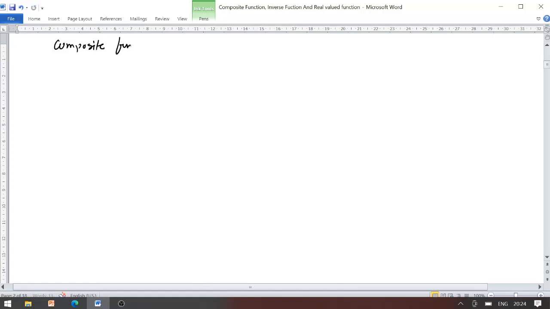Composite function. So what does it imply exactly? For that, let us consider any two functions. I would like to consider function f from A to B, and the other function g from B to C. Observe carefully here. The domain of the function g is the codomain of the given function f.